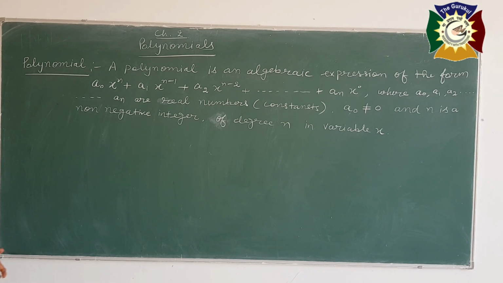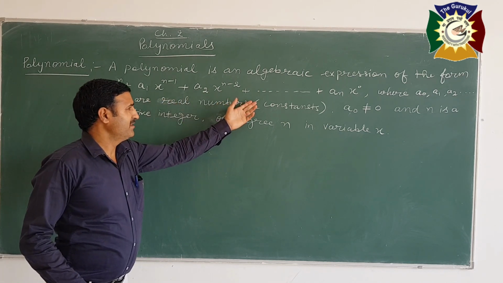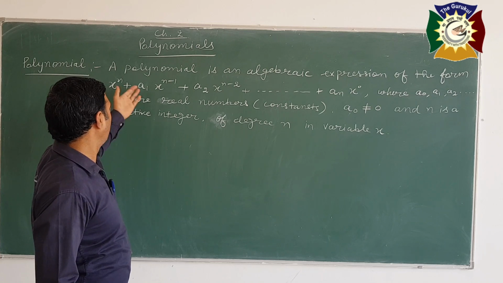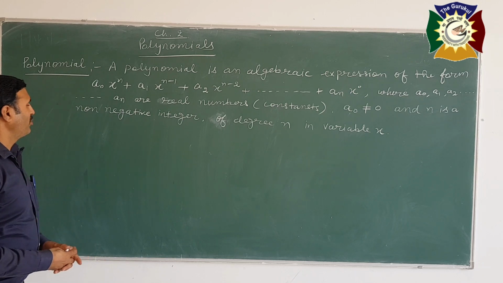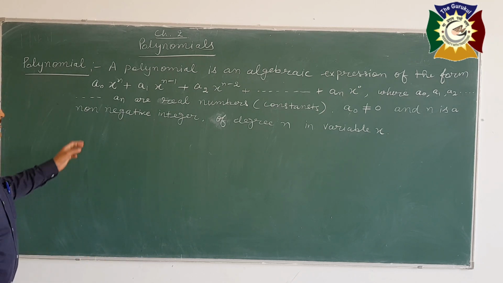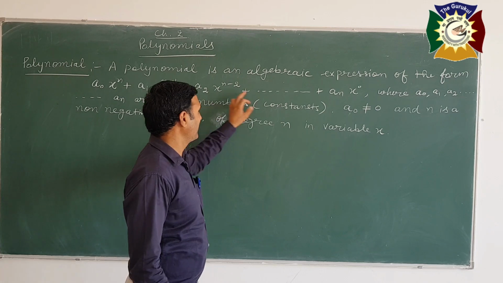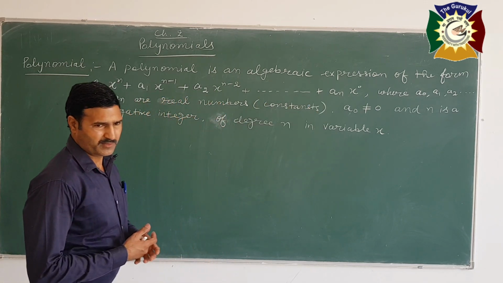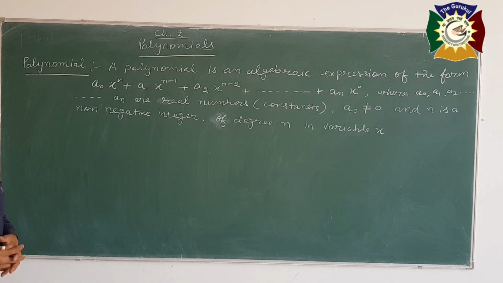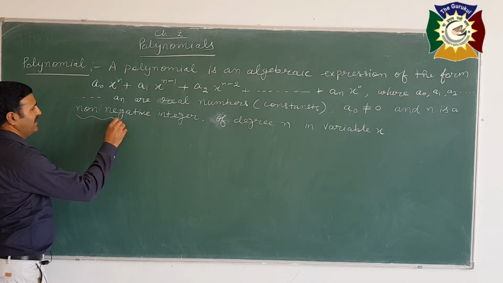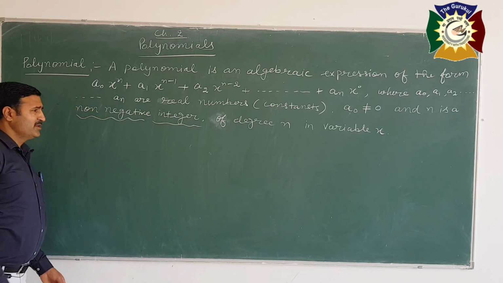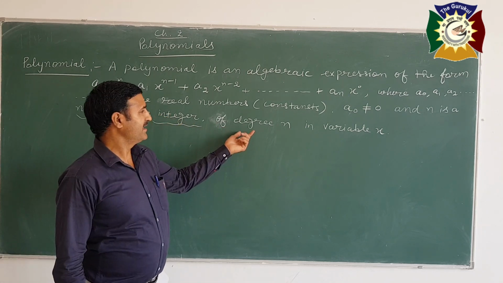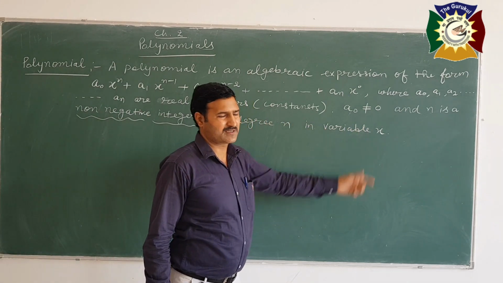An algebraic expression in this form is a general polynomial where the terms are written in the descending order of the powers and the coefficients in each term are real numbers, or we can say constants. N is non-negative, this is the foundation in this definition, and should be a non-negative integer. This is a polynomial of degree n and this is a polynomial in variable x.